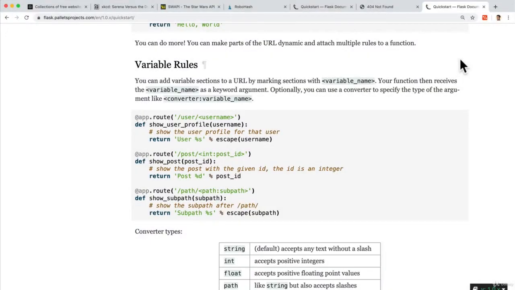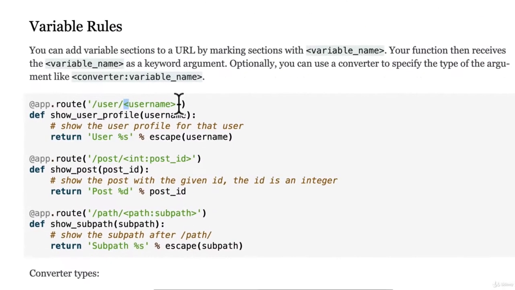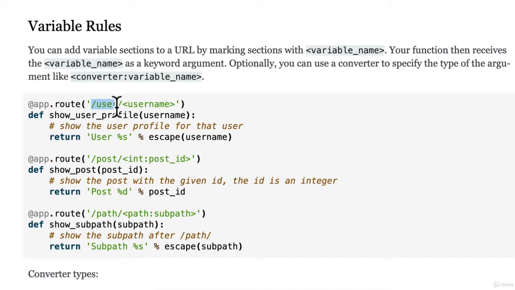Welcome back. Flask has this other tool called variable rules that we haven't talked about. What variable rules allows us to do is something like this, dynamic. So for example, slash user slash with these greater than and less than signs and the username. Now, we'll get back to this in a second and some of this syntax.